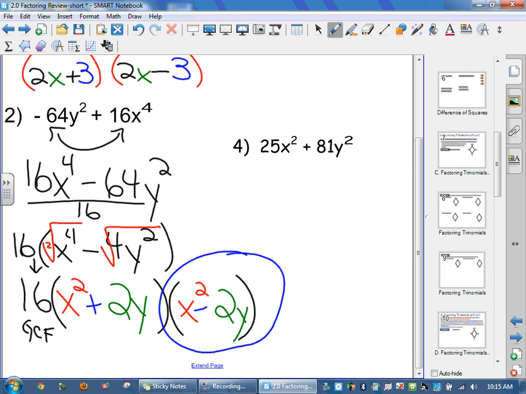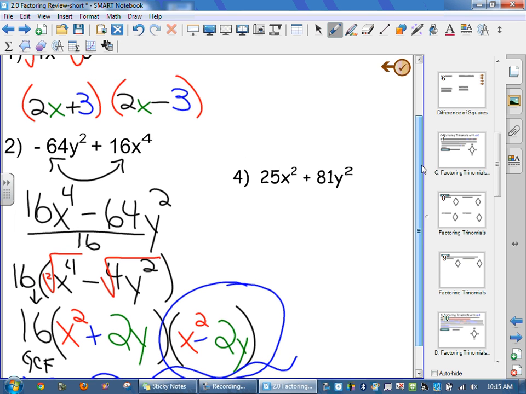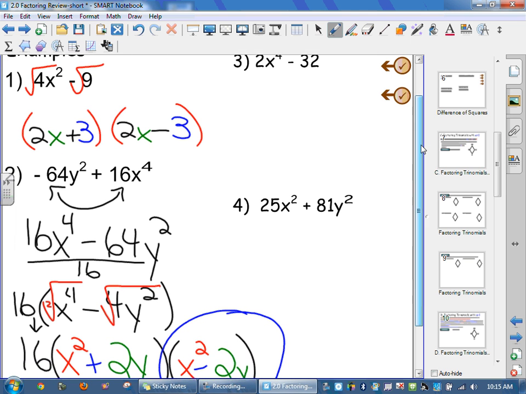Okay, let's take a look at number 3 on the top. What do you notice I can divide out of number 3? I can divide it all by 2. So I'm going to have 2 and then an x to the 4 minus 16. All right, next step. Open 2 sets of brackets. The 2 in front stays in front.